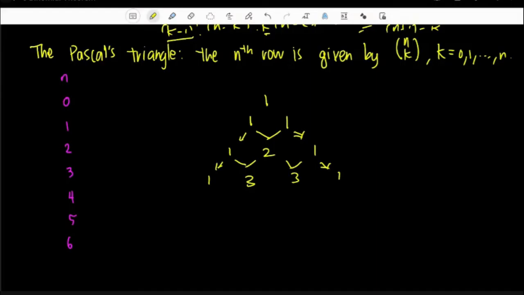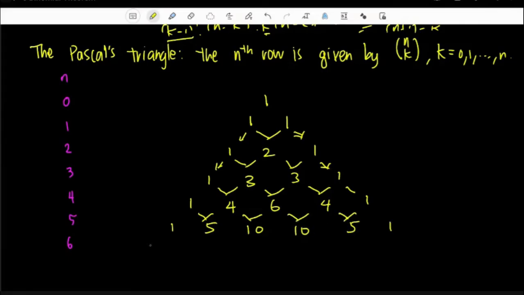So once you have the row for n equals 3, you can generate the row for n equals 4. So just bring down 1 and then add the two consecutive coefficients. So we have 4, 6, 4, 1. Then we have 1, 5, 10, 10, 5, 1. For n equals 6, we have 1, 6, 15, 20, 15, 6, 1.